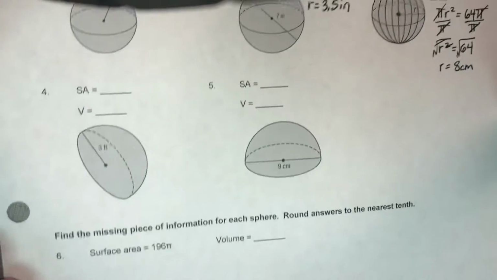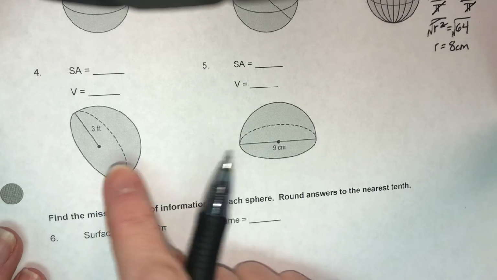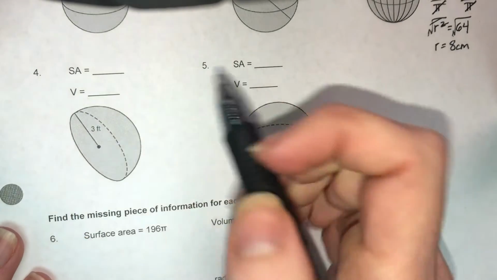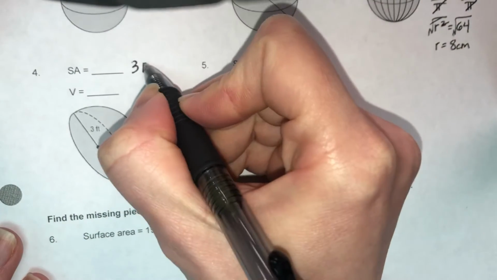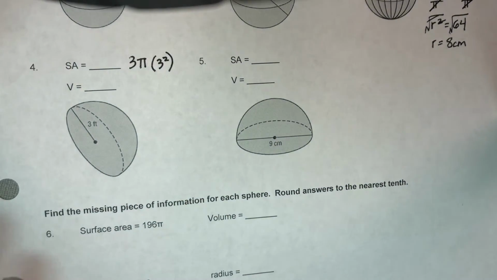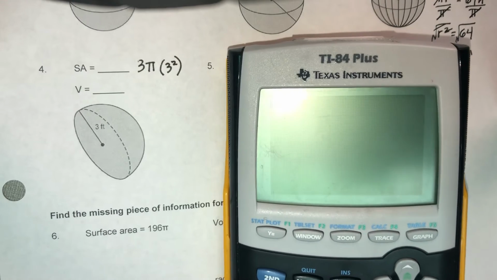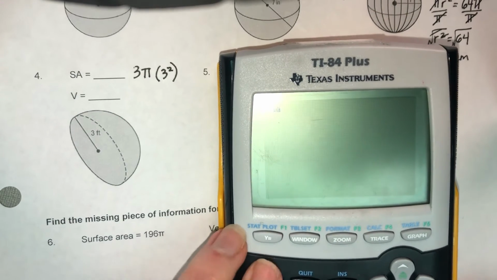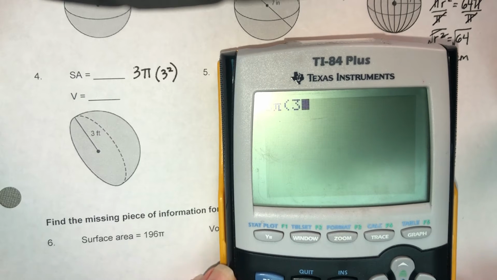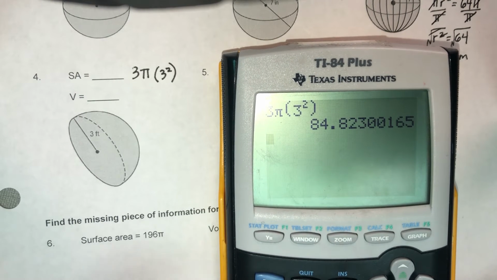All right, now we've done several sphere problems. Let's take a look at a couple of hemisphere problems. This is half a sphere. The radius is 3, so we're going to do 3 pi times 3 squared to get the surface area of that hemisphere. Half a sphere is a hemisphere. So we're going to go 3 pi times 3 squared. So that's 84.8.